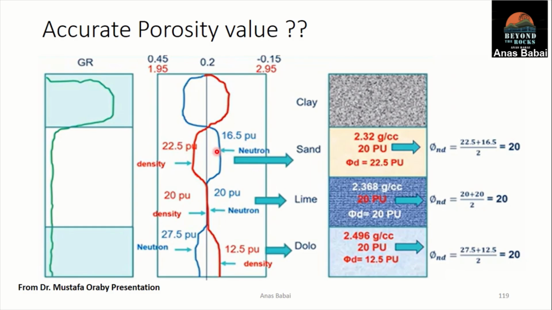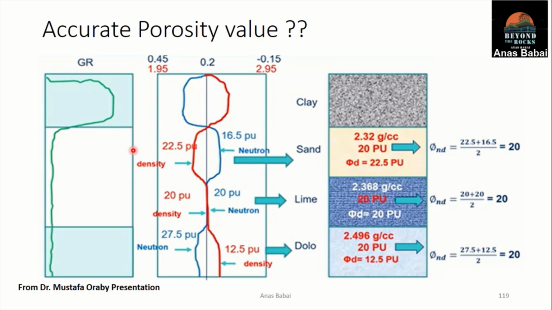Now from the log here, we have two porosity values, as we see. For sand, we have the neutron porosity, which is 16.5, and the density porosity, which is 22.5. The same thing for dolomite: we have two porosity values, 12.5 density porosity and 27.5 neutron porosity.